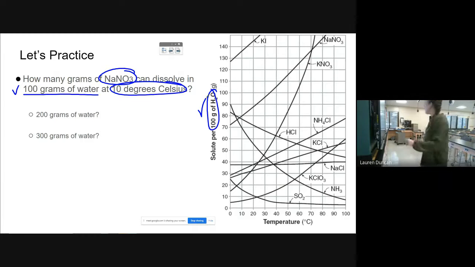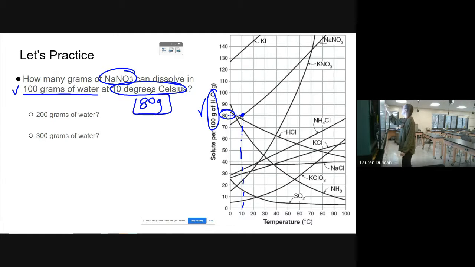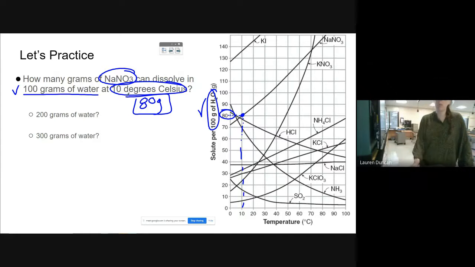I would find 10 degrees Celsius on the x-axis. I would read up until I hit the curve for NaNO3, read over to the Y, and that would tell me about 80 grams of NaNO3 will dissolve in exactly 100 grams of water at 10 degrees C.